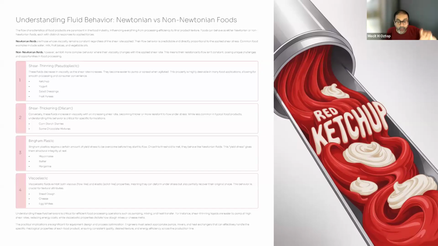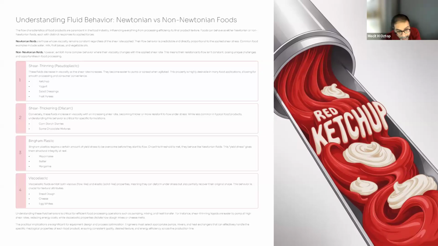Bingham plastic: we have a yield stress for some foods. For instance, here you see a ketchup image. Ketchup has a yield stress. That means that after a certain shear, after a certain force, let's say, it will start to flow. And we also have the viscoelastic behavior.